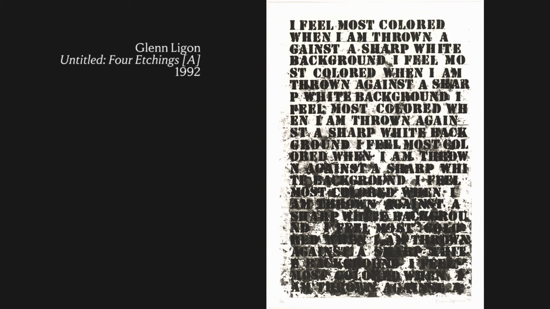This one, I feel most colored when I am thrown against a sharp white background, was adapted from Zora Neale Hurston's 1928 essay, How It Feels to Be Colored Me. This, by the way, is an etching, not a painting, but I would argue that both this and the painting are fundamentally prints, even though they are classified differently by museums. Now, both of these texts speak to the relationship between binarization and sorting that we have been discussing, as well as connecting both of those things to the fundamental issue of race in America.